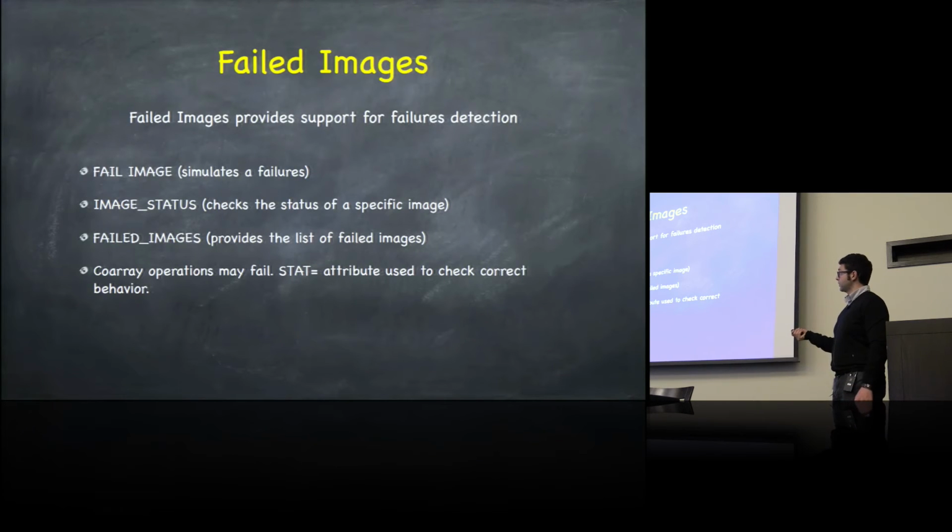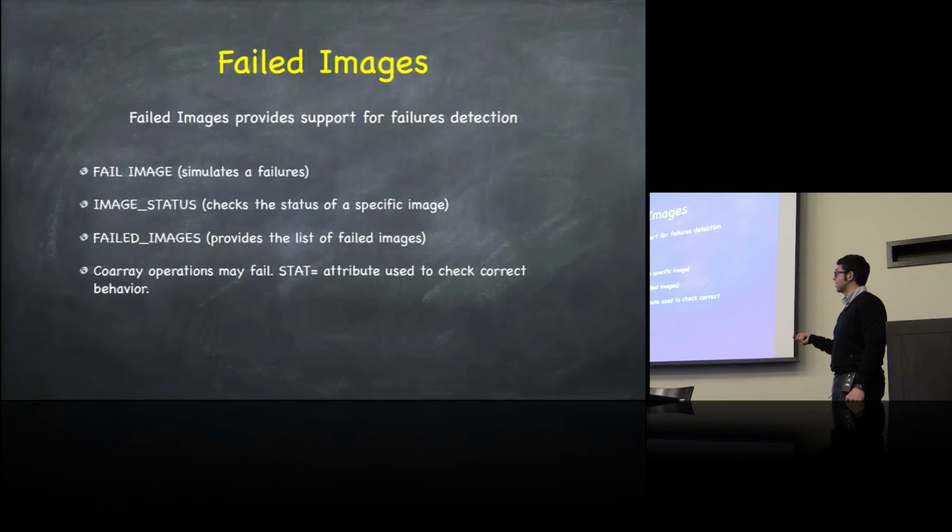The first statement is about simulating failures. If you want to test your algorithm, you want to test a failure. When your image executes fail image, the image will die, basically. So you can test your algorithm with random failures or specified failures introduced in your code.